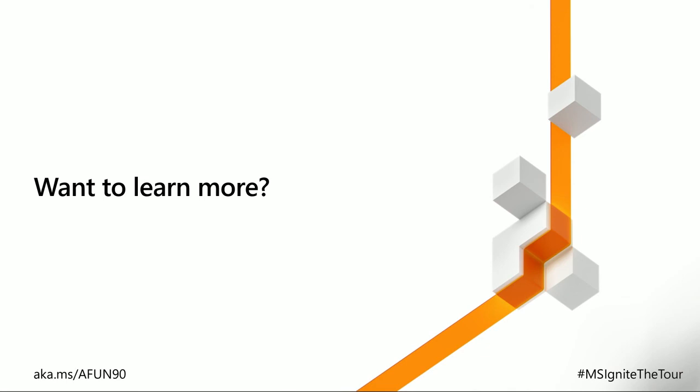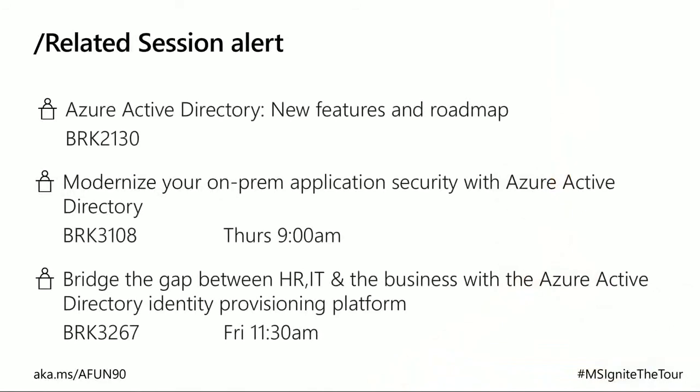If this has whet your appetite for some things that you might want to go and try in your own organisation, I've picked a couple of my favourite sessions on identity. There are lots of them. If you search for Azure Active Directory in the catalogue, there are a ton. The new features and roadmap session was really interesting. This was actually held yesterday. I've popped the session code up there for you to go back and watch the recording of it. And then there's one in particular about modernising on-prem application security, so how you use this to extend access to your on-prem apps, which is on Thursday.